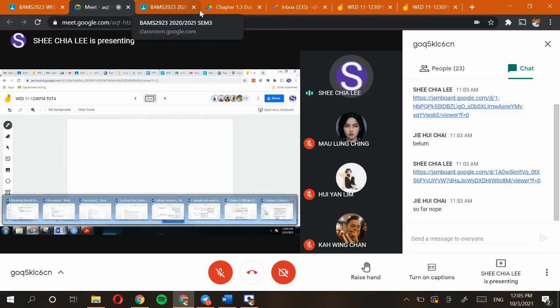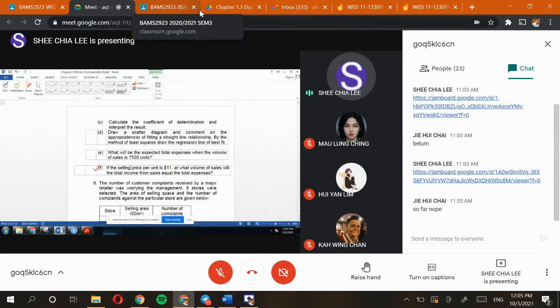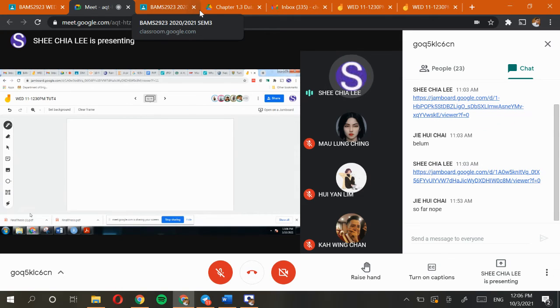Here the question actually mentioned: if the selling price per unit is $11, at what volume of sales will the total income from sales equal the total expenses? Total income equal to total expenses. This is what they want to find. What is the volume? So total income equals total expenses.